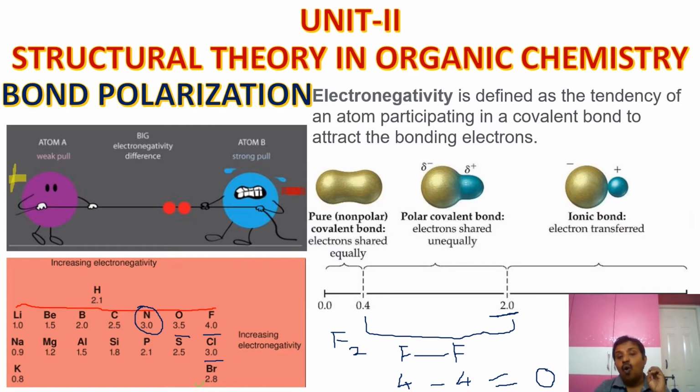In all homonuclear molecules, that is the fluorine F2 molecule, H2 molecule, N2 molecule, the electronegativity difference is 0. So the bond pair of electrons is equally shared between the two atoms. So it is a pure covalent bond, that is a non-polar covalent bond. Homonuclear molecules form pure covalent molecules, that is non-polar covalent molecules. Okay.